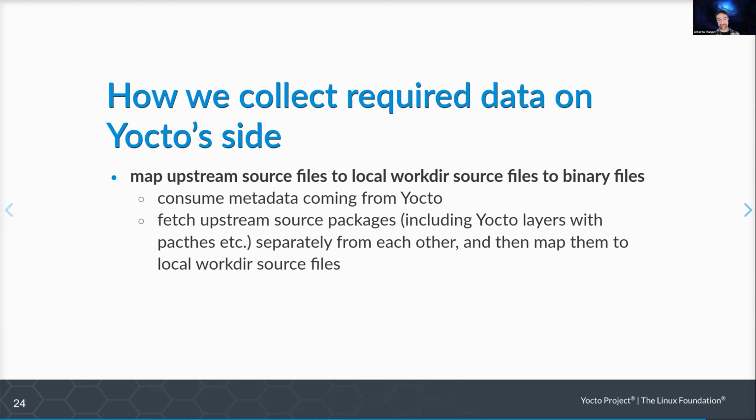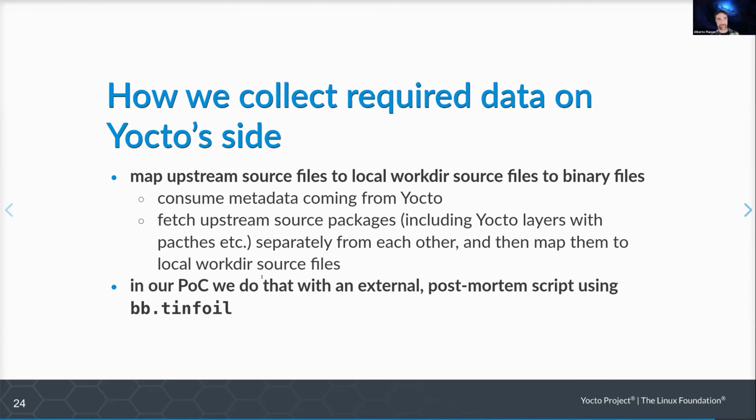So we fetch upstream source packages, including Yocto layers that we treat as upstream sources because they contain code, patches, scripts, and so on. We fetch them separately, and we collect the path and SHA-1 checksum for every file, and then we map everything to local workdir source files. And then, of course, thanks to the debug sources information, we map everything to binary files.